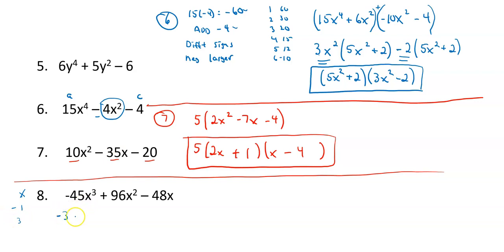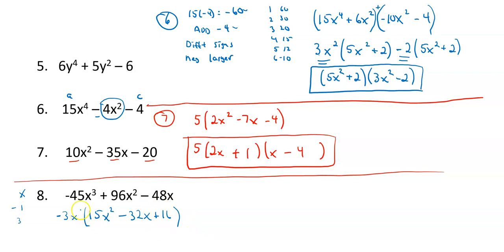So I'm going to put a negative 3x on the outside, and then every term in here is going to be divided by negative 3 and x. So negative 45 divided by negative 3 is positive 15. I got an x squared. 96 divided by negative 3 is going to give me a negative. Let's see, 6 divided by 3 is 2. 9 divided by 3 is 3. So minus 32x. And then negative 48 divided by negative 3 is a positive 16. And then x divided by x is just 1. So here's what I get: 15x squared minus 32x plus 16.